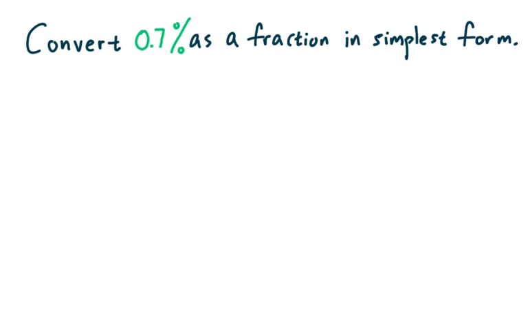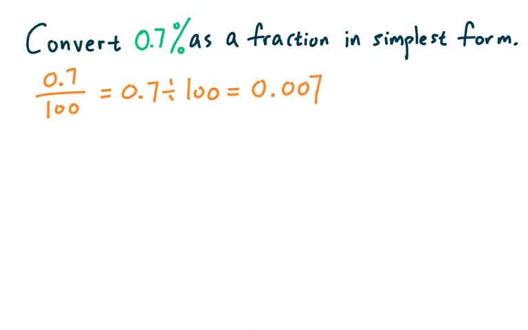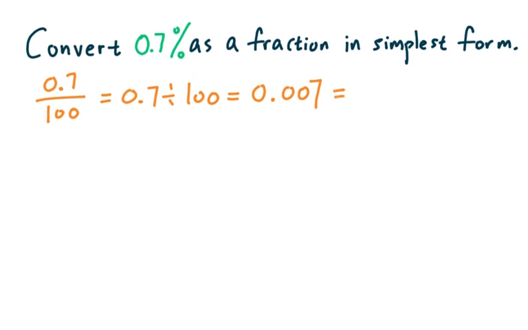Last example, convert 0.7% as a fraction. So there are two ways to solve this. The first way is you can first rewrite this as 0.7 over 100. And since the fraction bar means division, you can write it as 0.7 divided by 100. And that equals 0.007. Since 7 is at the thousandths place, we know that the final answer would be 7 over 1000.